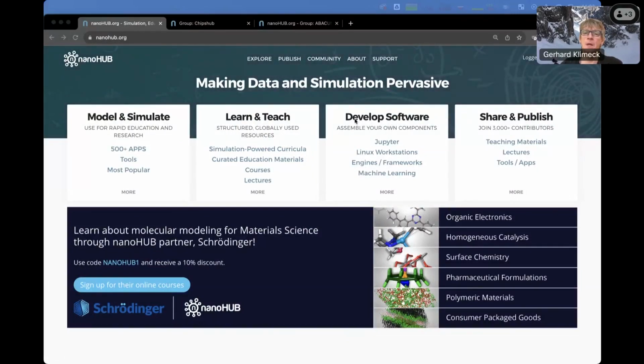And then some people develop software, and we have a platform for that, such that you can develop it in nanoHUB, and then you can share and publish your results with teaching materials or tools and lectures. And nanoHUB, in fact, has over 6,000 content items, so it's a library of content that we provide.